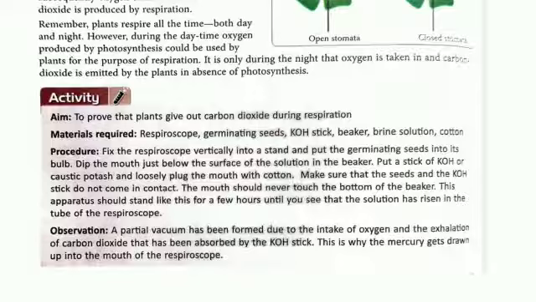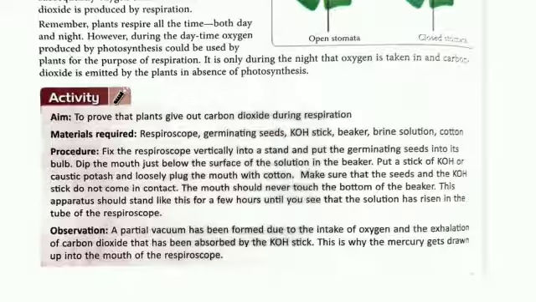Look at what the book is saying. The mouth should never touch the bottom of the beaker. This apparatus should stand for a few hours until you see the solution has risen in the tube of the respiroscope. Observation: a partial vacuum has been formed due to the intake of oxygen and exhalation of carbon dioxide.